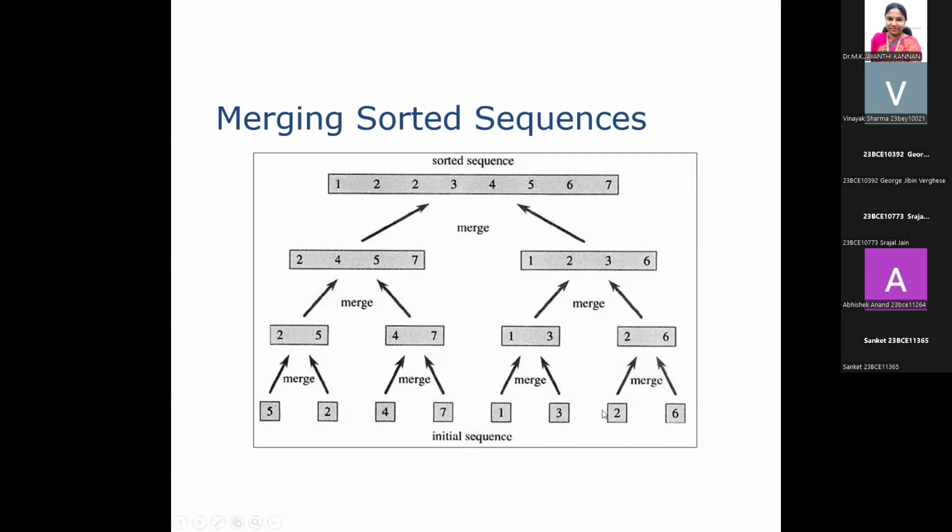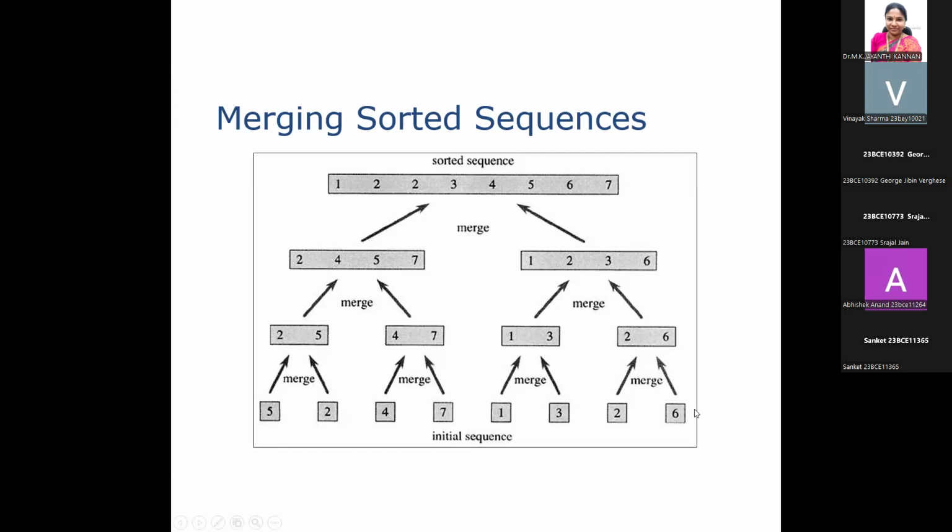So in the input, how many numbers are there? Sorting means the input is in unsorted form, and we have to produce the output in sorted form. The array may have 10 numbers or 100 numbers, whatever it may be. The input will be in unsorted form. The output should be in ascending or descending order, sorted form. Say here, this is our input. How many numbers are there in the input?